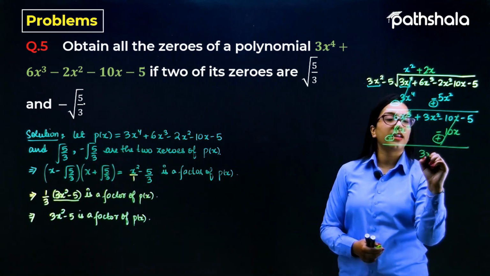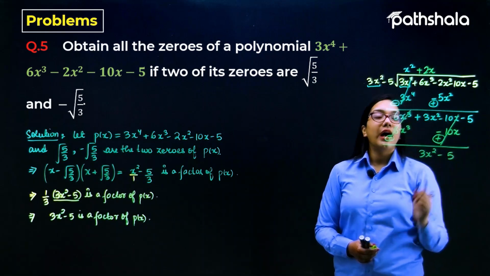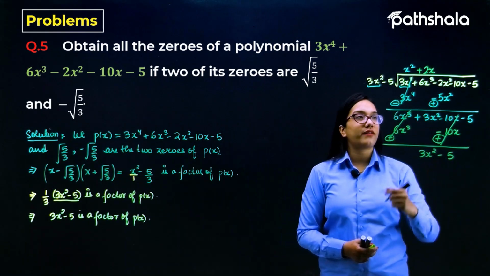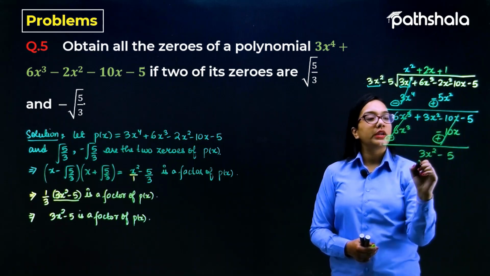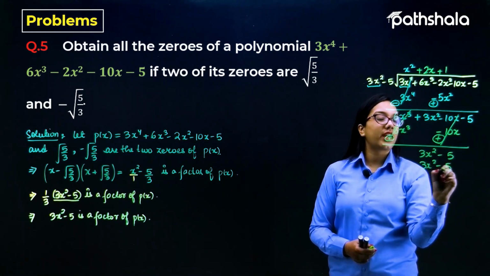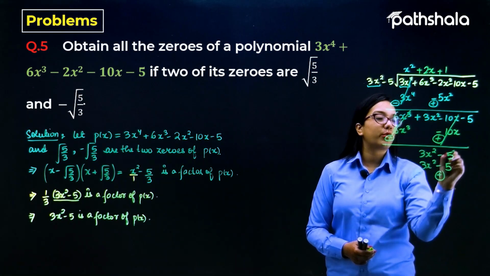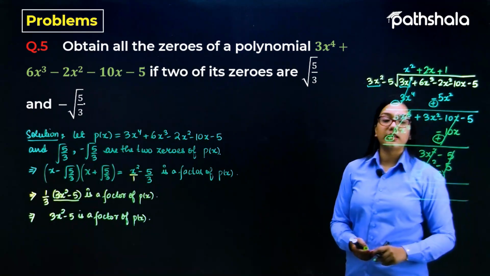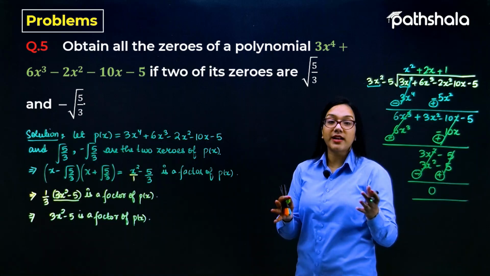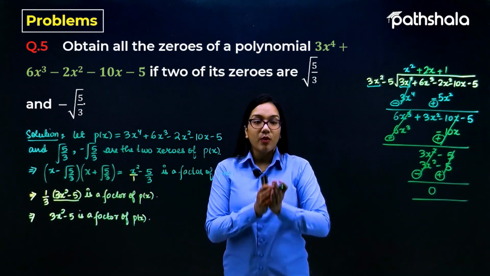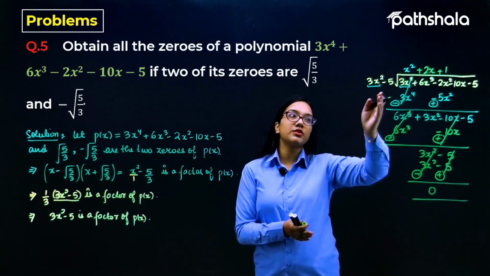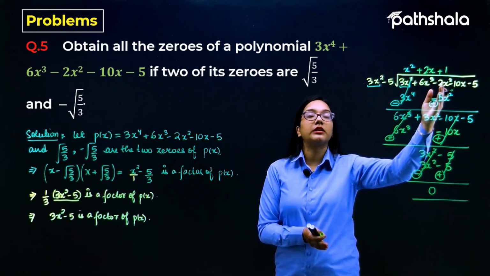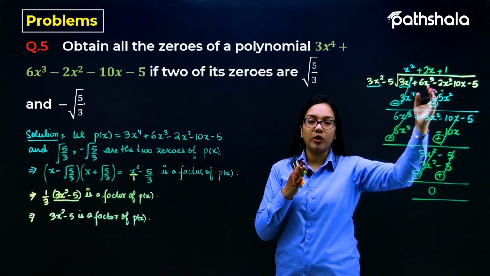At the end, we are getting 3x square minus 5. Again, both of these terms have the same degree, so plus 1 times 3x square minus 5; negative and positive, both of these terms get cancelled. At the end, we get the remainder as 0. If the remainder is 0, then using the factor theorem, 3x square minus 5 is a factor of the given polynomial.